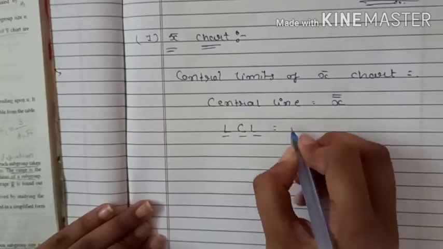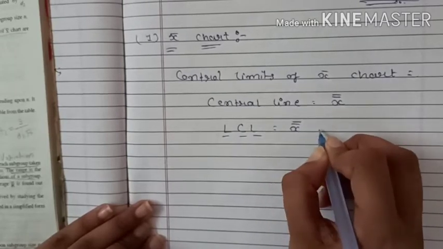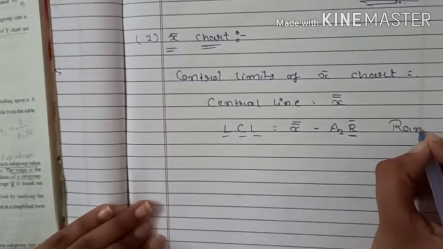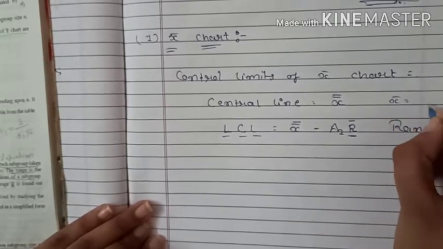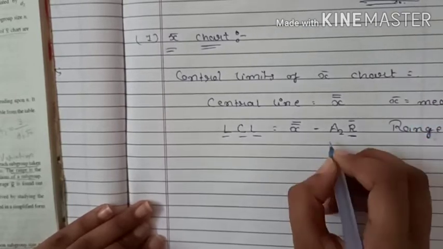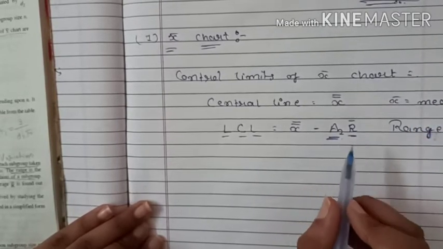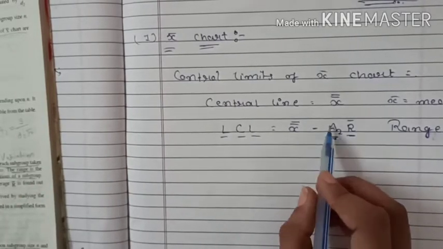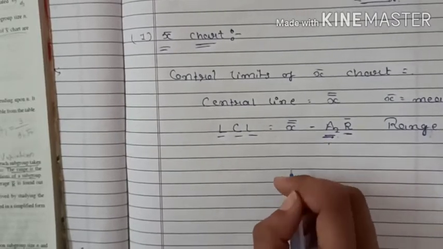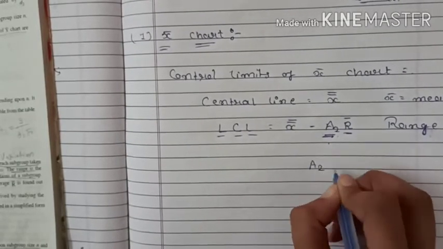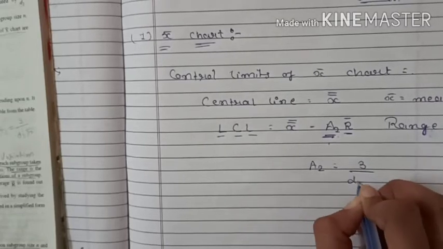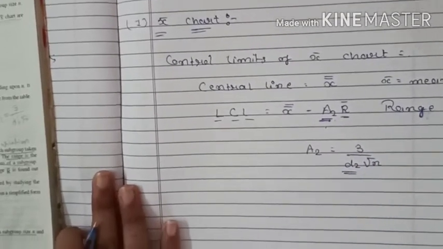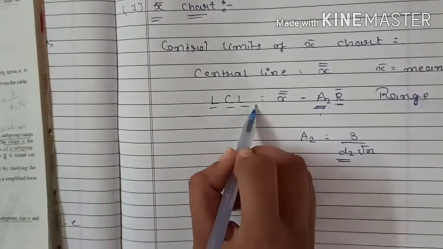Lower control limit is equal to X double bar minus A2 R bar. R stands for range, X bar stands for mean, and A2 is a specific value given in your sum. If it is not given, we can find it with this: A2 is equal to 3 upon D2 root n, and the value of D2 is also given. That is the lower control limit.